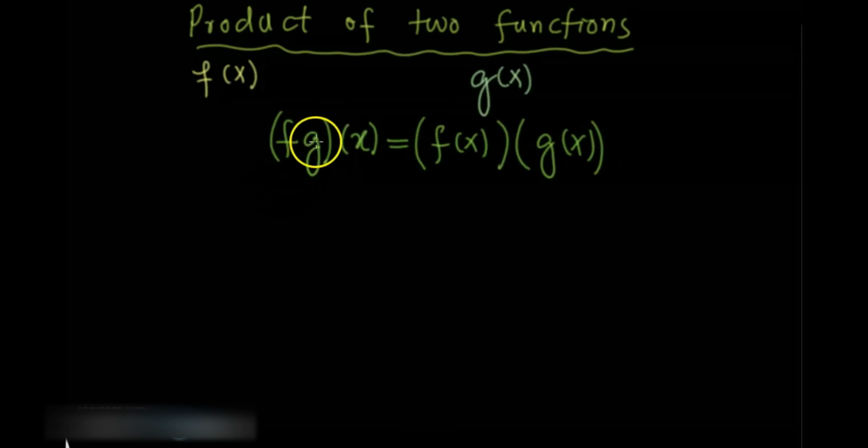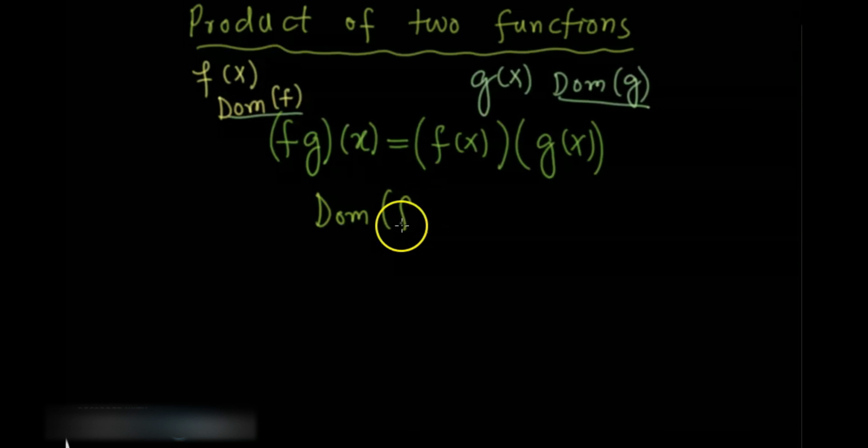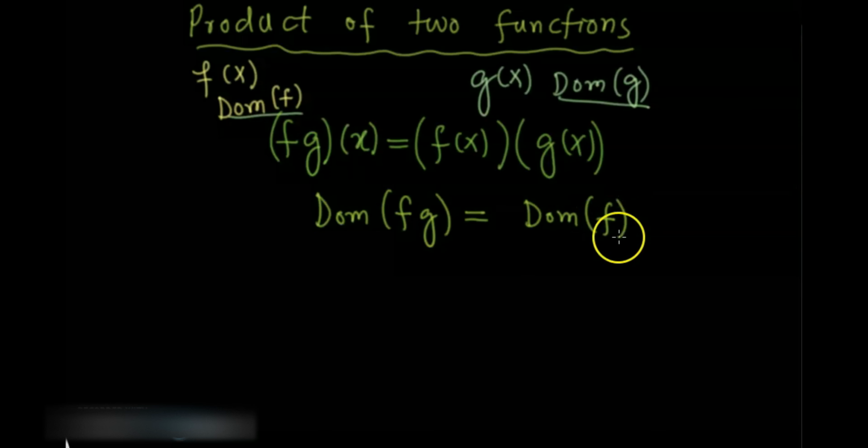Okay, and the relation between the domains is going to be interesting as well, and it's not going to be different from sum and difference. So the domain of f is dom f, and let's say the domain of g is dom g. Then the question is, what do we mean by the domain of fg, or how to find the domain of fg? It is going to be the domain of f intersection with the domain of g. So if we know these domains, then we just intersect them. So this is going to be a very interesting discussion.